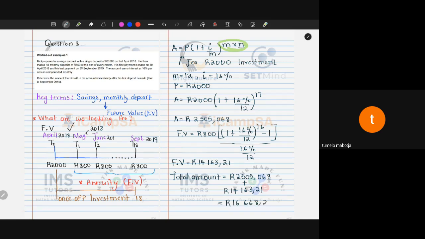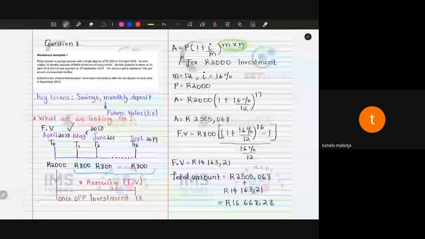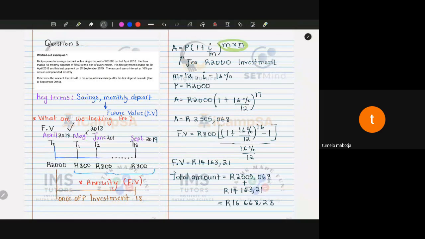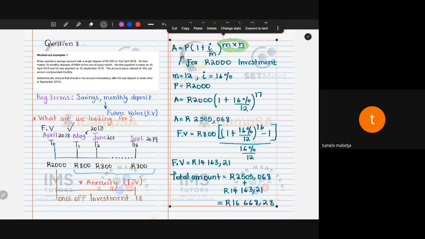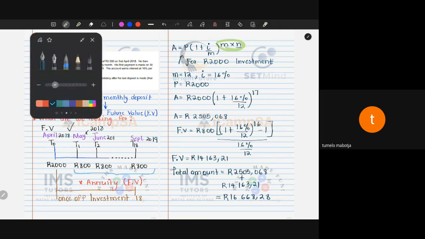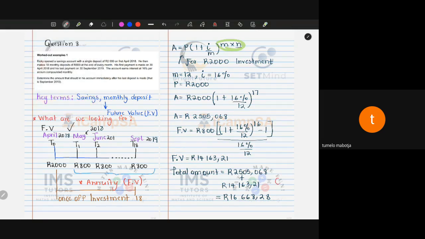16,668.27. Like this. Is this correct? On point. I see some thumbs up. So this is what we were expected to do, guys. And yeah, I hope you are getting a feel of how useful timelines are. So that there at the bottom is our answer.